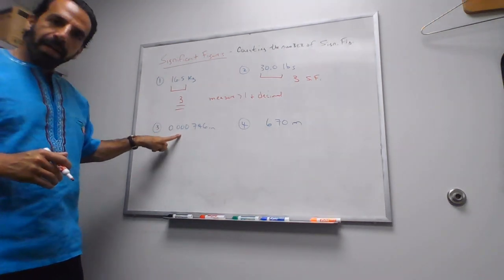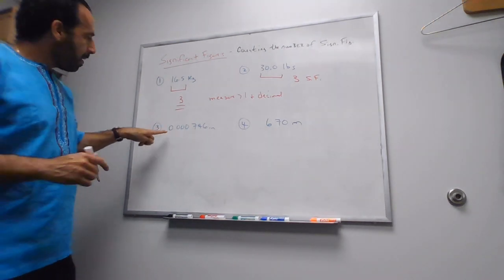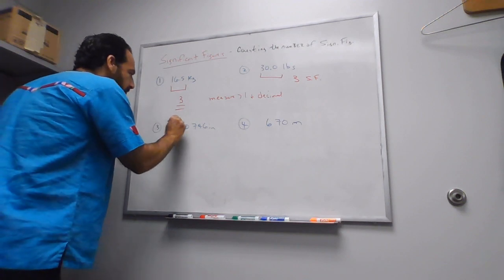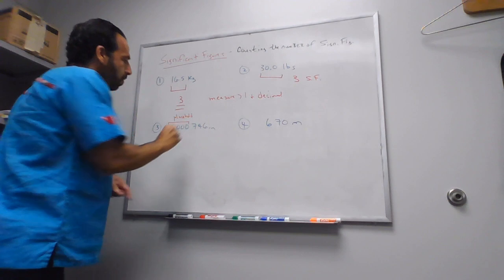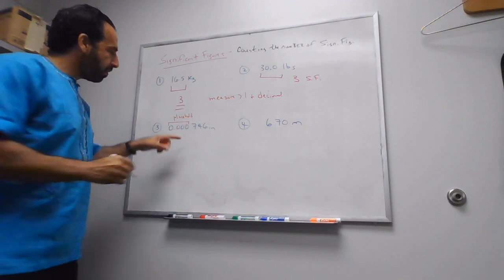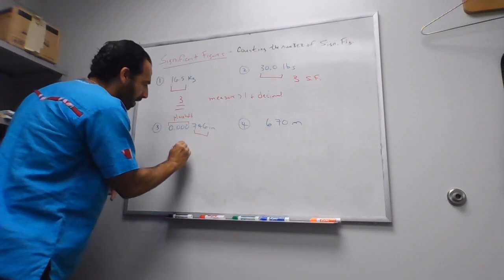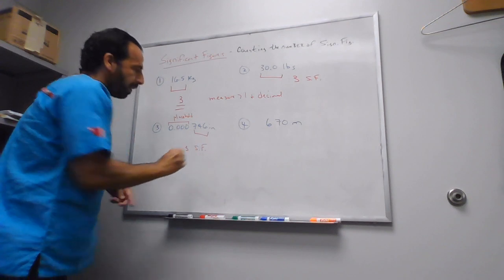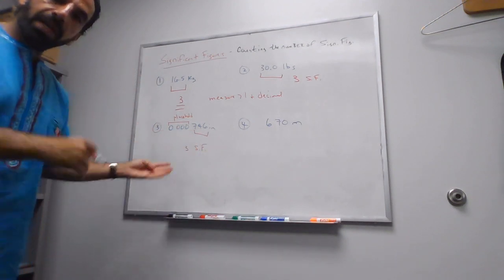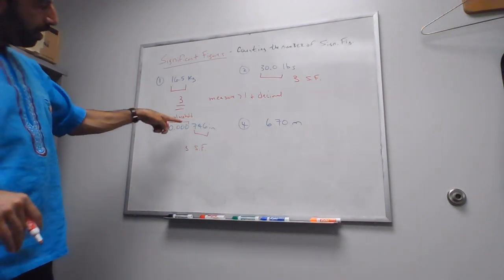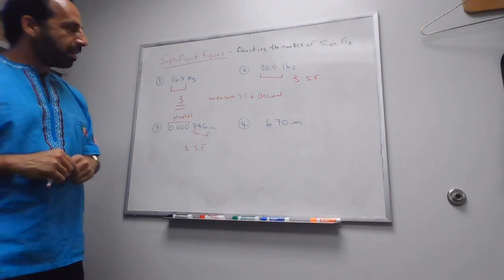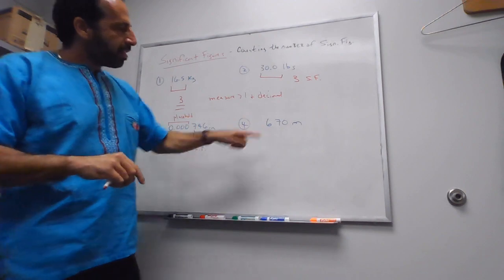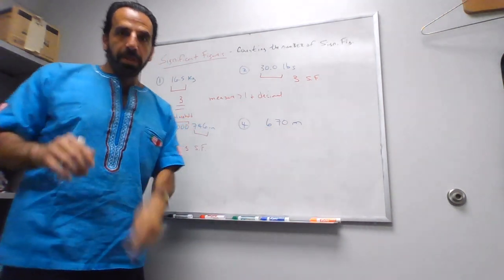Now if I go to this one, this is a measurement less than 1. The beginning zeros are called placeholder zeros. They're not significant. So all the initial zeros are not significant. So in this case right here, again, I'm going to have 3 significant figures. So for a measurement less than 1, the initial zeros are not significant, and then the rest are going to be significant.